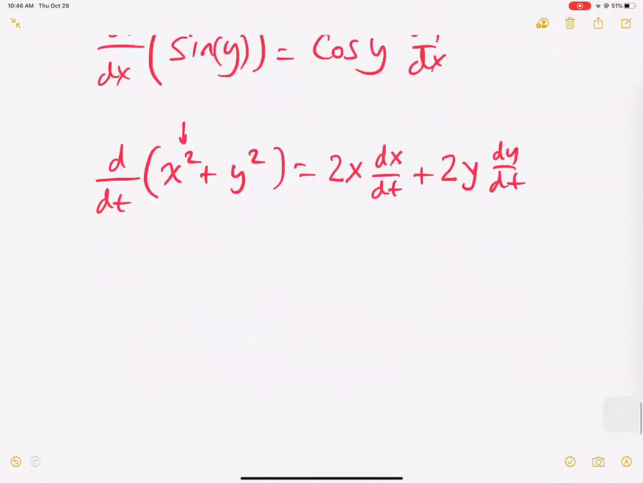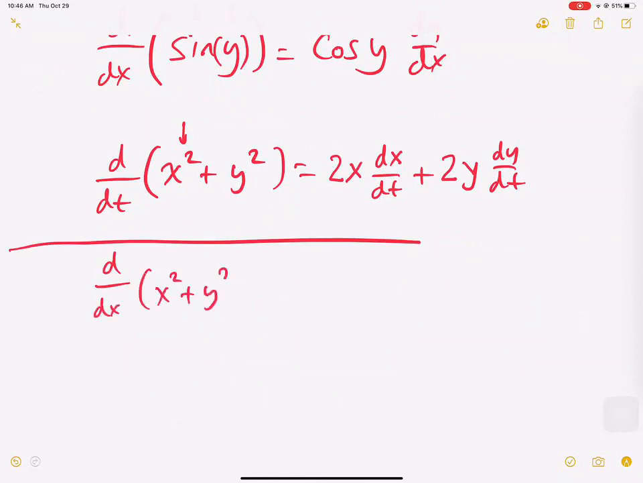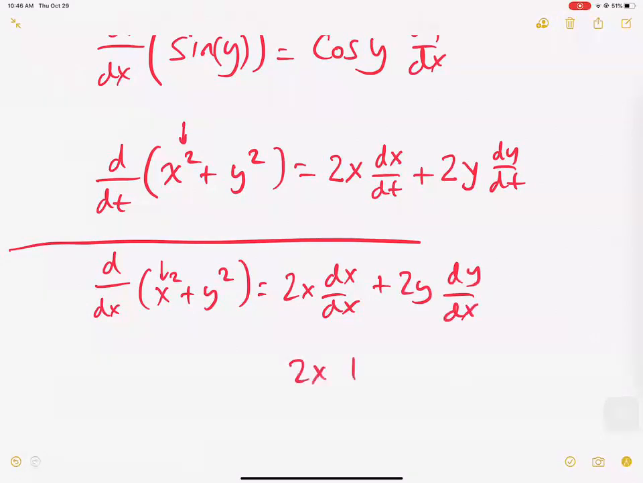If I had written this as the derivative, so here's a side note, d over dx of the same problem, okay, same problem. This would be 2x dx over dx, because the derivative of x with respect to x, plus 2y dy over dx, derivative of y with respect to x, they don't cancel out. So you can see the difference because the x's cancel out, but the y's don't.